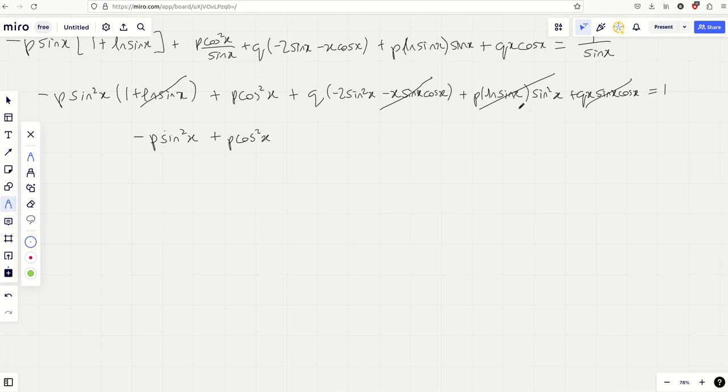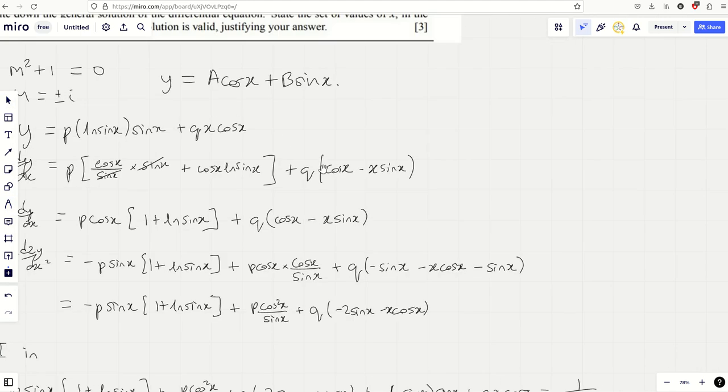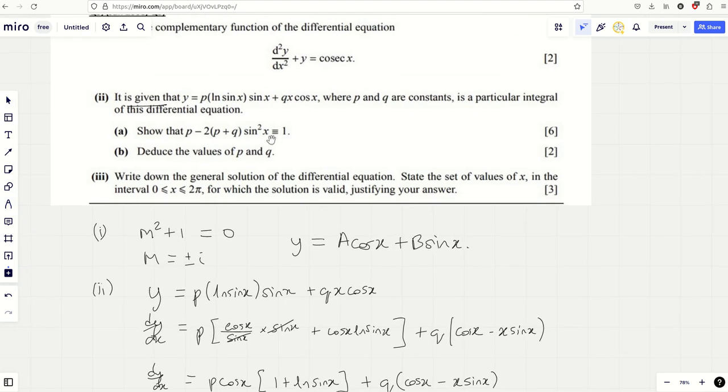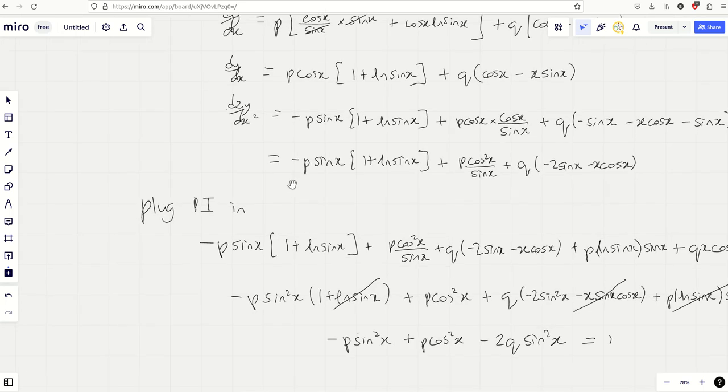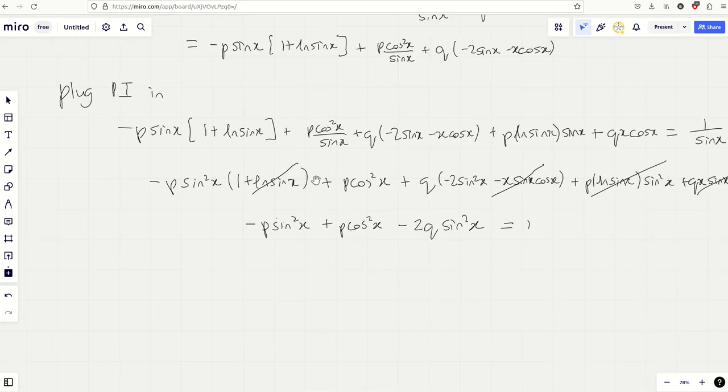what else am I missing here? Yeah, minus 2q sine squared x, and that seems to equal 1. Now what are we heading towards? What are we trying to end up with? We're trying to end up with something which only has sine involved, so let's try and get just sine involved.